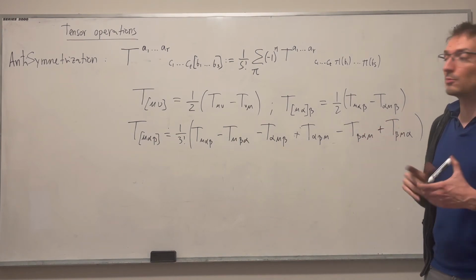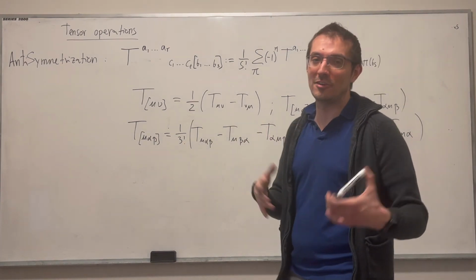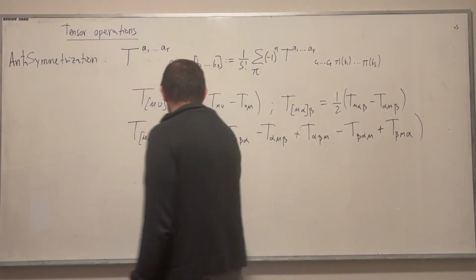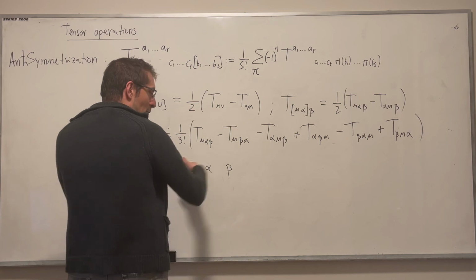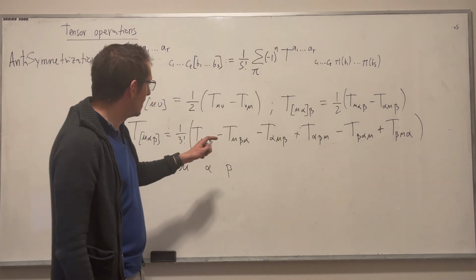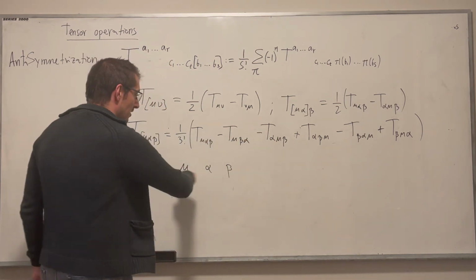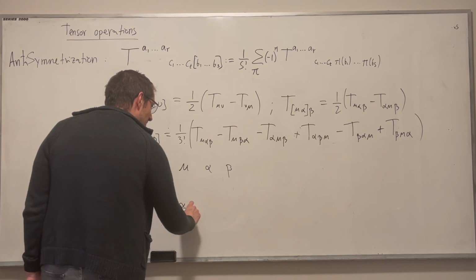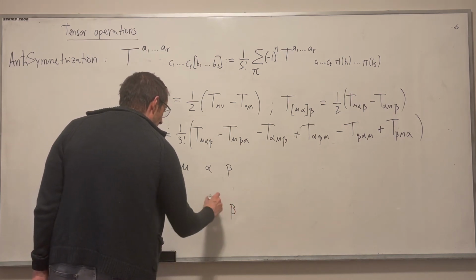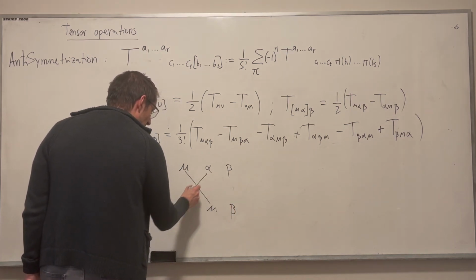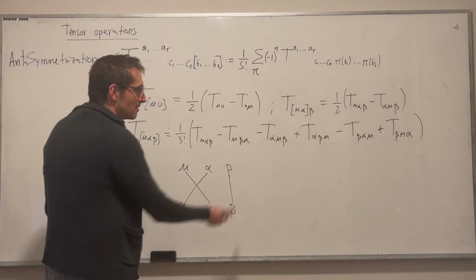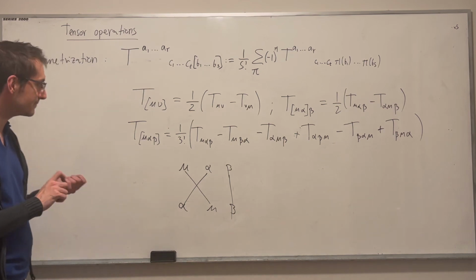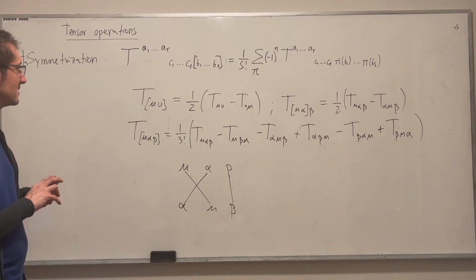For more indices, you can always do the graph theory trick that I told you. So you write mu alpha beta, and that works for any number of indices. Let's check the sign of this one. That's the original ordering. Here is alpha, mu, beta. Then you just match them and count the crossings. There's one crossing, so it's odd, so a minus. And that works for any number of indices.